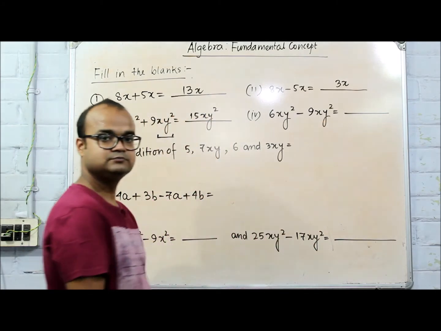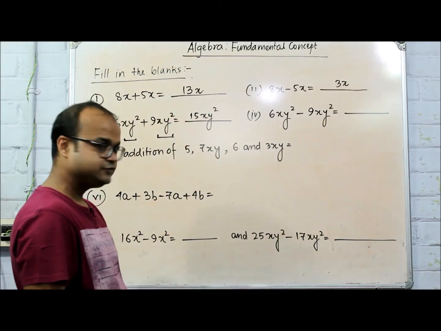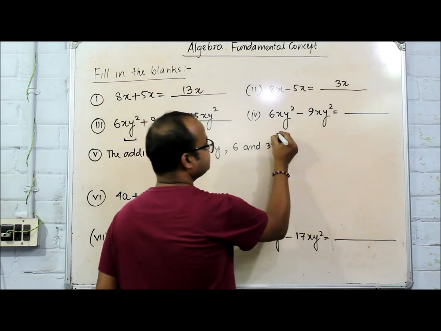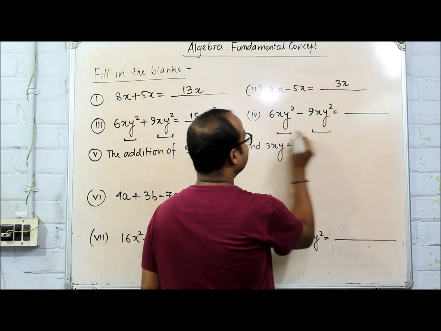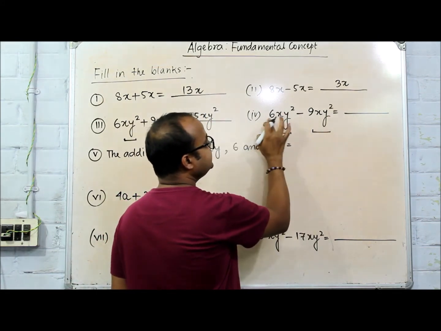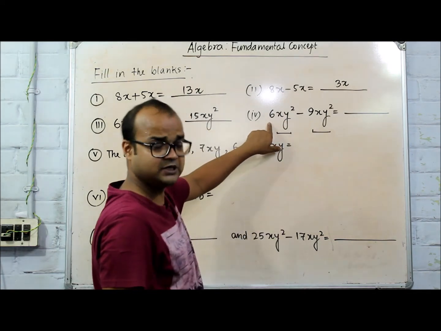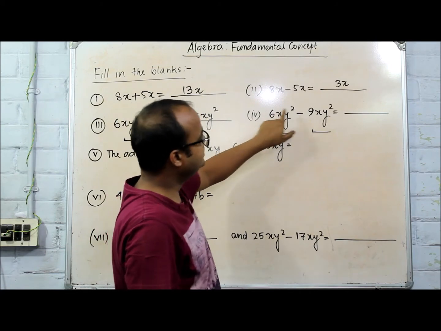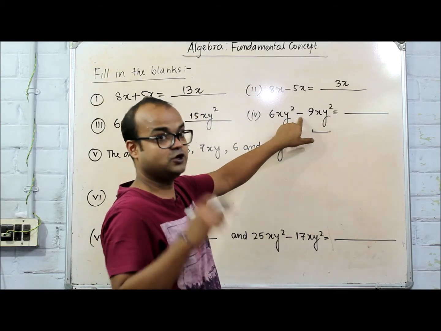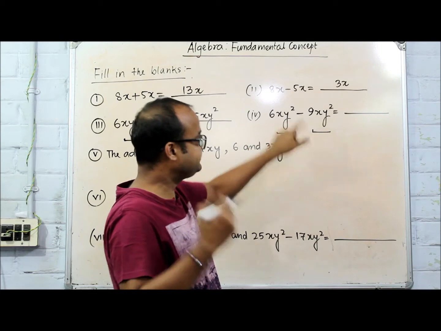xy square. Same like terms. But they are opposite in sign. This is plus, this is minus. Nothing is there means we consider plus. So plus, minus, opposite sign. So opposite sign, we need to subtract.